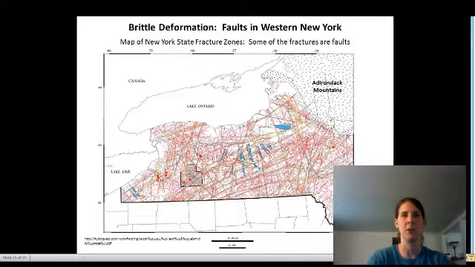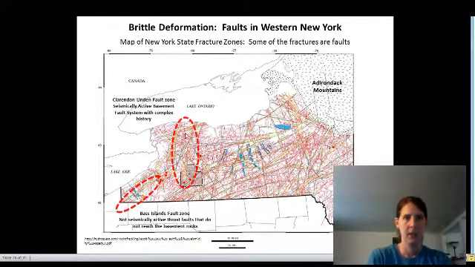We have a different image. So this is just showing some faults in western New York. These are all faults that we know about in this region. There are two fault zones near Jamestown. The Clarendon-Linden fault zone is actually seismically active, and it has a very complex history, and this is actually up north. Is that near Rochester? I think it's still west of Rochester, right?